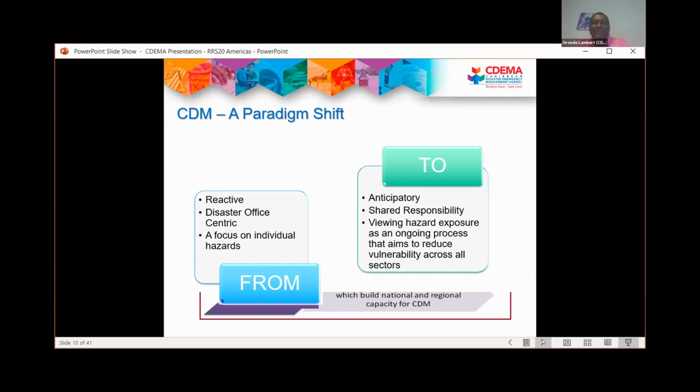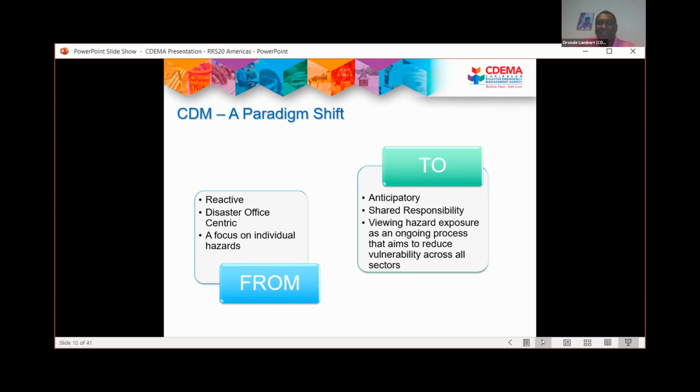And as you can see, when we developed CDM, it was a paradigm shift from where we were, because before, you were being reactive. You're waiting for a storm or hazard to cause some problems, then you react to it. It was disaster office centric, meaning you're only focused on one area, and the focus was, as I said, on the individual hazard. But CDM takes it a step more. You become more proactive, anticipatory. The responsibility is shared, and you view the hazard exposure as an ongoing process that aims to reduce vulnerability across all sectors.